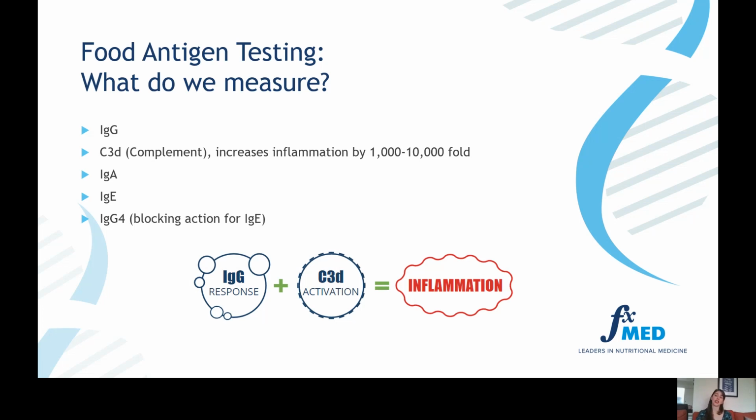And this blocking action means that it can actually dock to the cell sites where IgE would typically bind, and that means that IgE won't bind there, and it can prevent some of the reactions from IgE. So you can actually have what we call immune tolerance if you have the presence of IgE, but also IgG4.